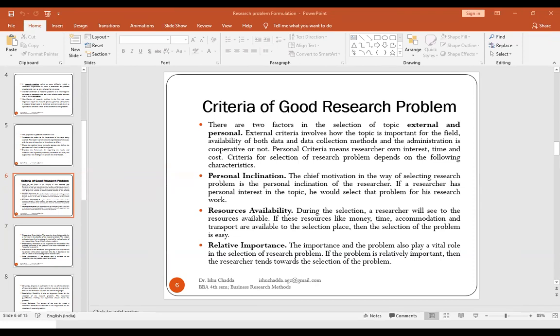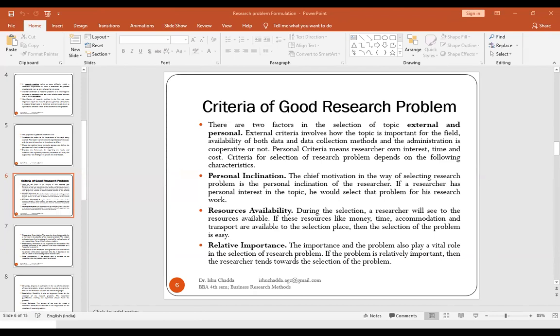The chief motivation in selecting a research problem is the personal inclination of the researcher. If the researcher is very inclined, very keen to know the problem very well, very keen to find the solution of the research, that means he or she has a personal inclination towards the particular research problem. So if a researcher has personal interest in the topic, he would select that problem for his research work.